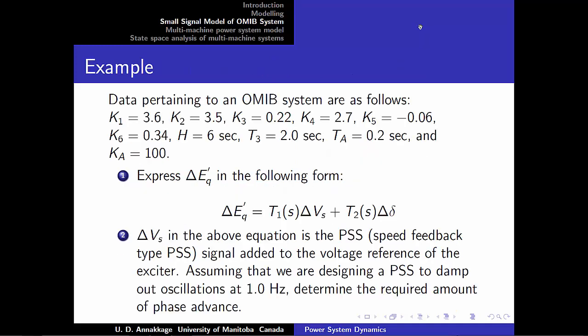Now I would like to show an example of designing a power system stabilizer. We have one machine connected to an infinite bus system with all the K values, time constants and inertia given. So the steps involved in designing the power system stabilizer are: first you express delta EQ prime in this form, and then delta Vs is the PSS signal, and here we are assuming that we are designing a power system stabilizer to damp oscillations at 1 Hz.